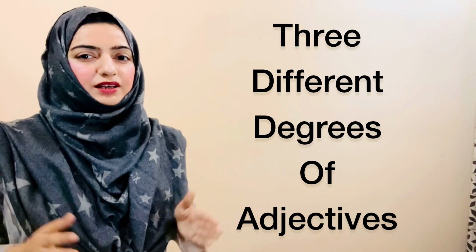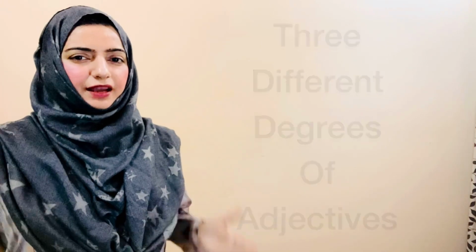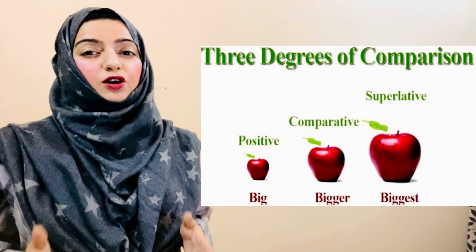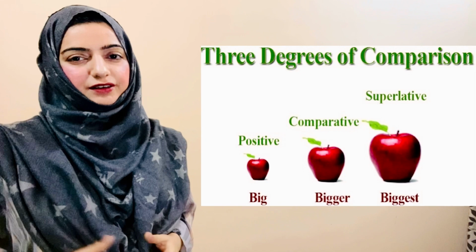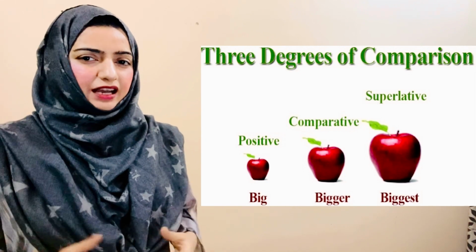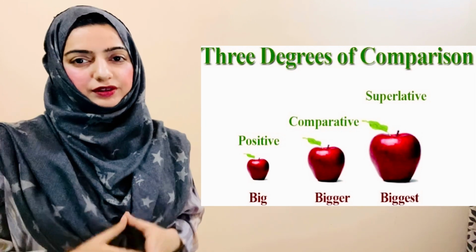First of all, let's go through the 3 different degrees of adjectives. Imagine changing the temperature on your air conditioner. The air conditioner has different degrees of temperature you can select. Adjectives have different degrees as well. The 3 degrees of an adjective are positive, comparative and superlative. When you use them depends on how many things you are talking about.